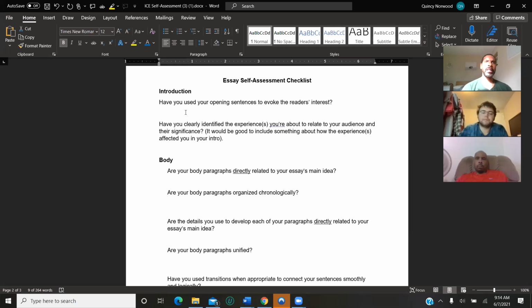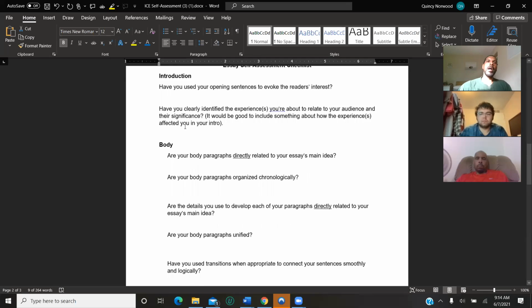Okay, and then in the body, are your body paragraphs directly related to your essay's main idea? Are they organized chronologically, meaning start with what happened first, and continue with that sequence? Okay, the chronological sequence. Are the details you use to develop each of your paragraphs directly related to your essay's main idea?